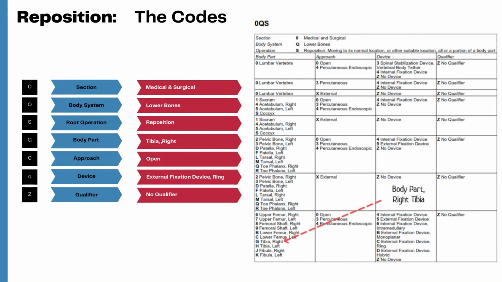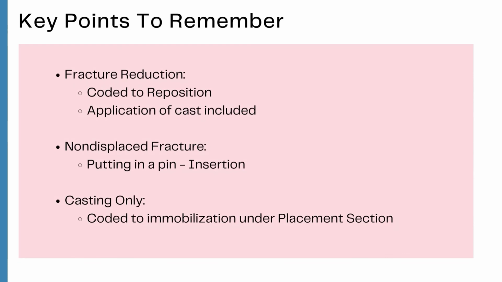And then the third code for the right tibial fracture reduction is 0QSG0CZ. The only change in this code is the body part. So the section is medical and surgical. Body system is lower bones. Root operation is reposition. Body part is right tibia. Approach is open. Device for the sixth character is external fixation device. And the seventh character is Z, no qualifier. So those are the three codes that are required for coding this procedure.